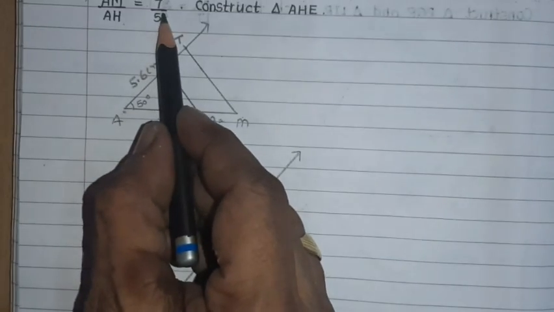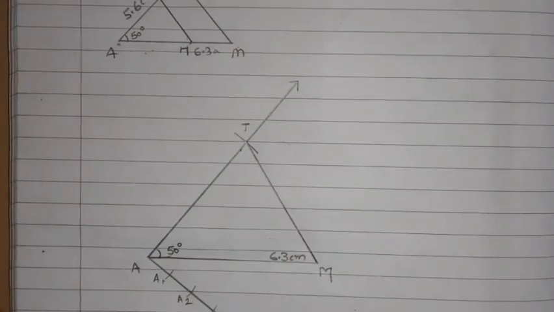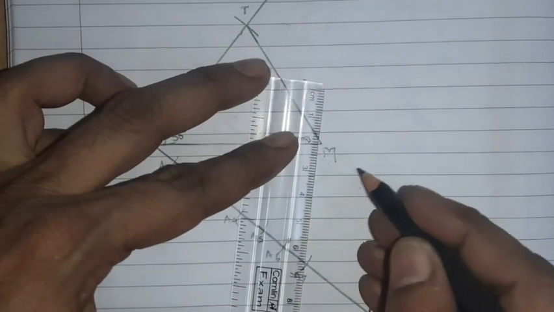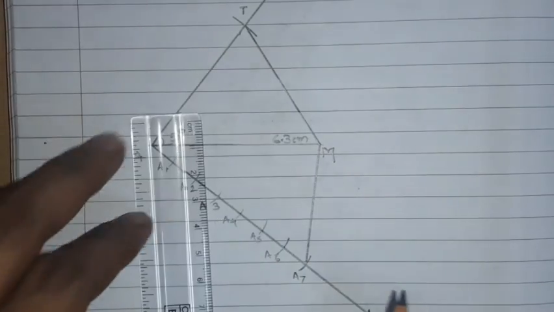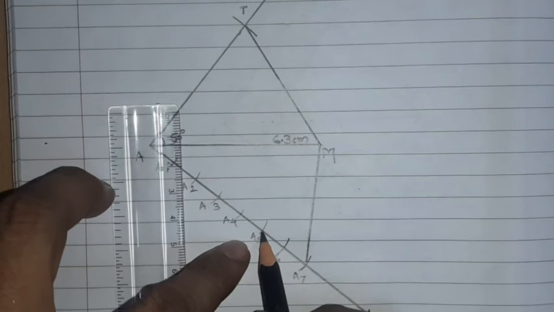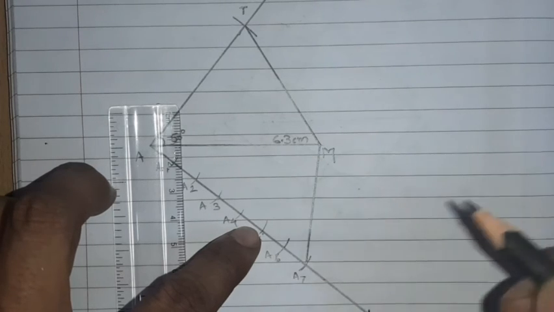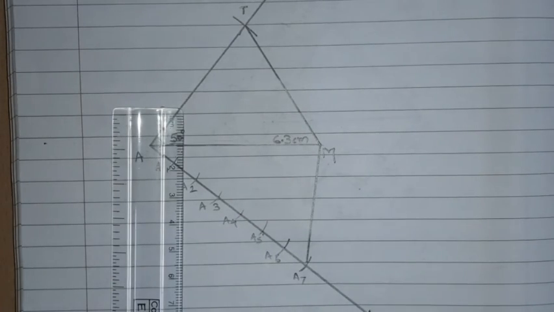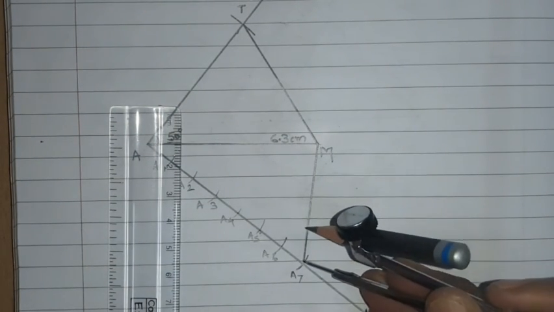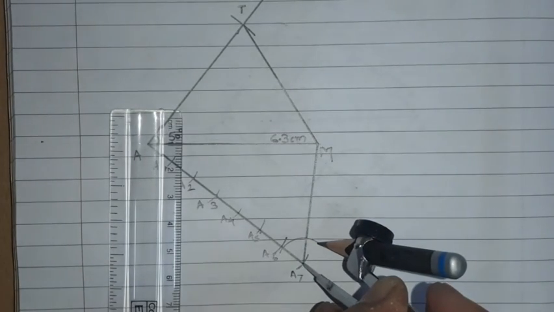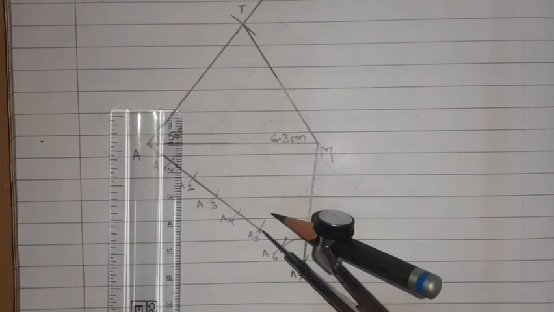Now AM is a 7. Ratio is given AM 7 upon 5. Therefore this AM is 7. Therefore join this M with this 7. And AH is 5. Therefore this is A5. From this A5 we have to draw the parallel line to this MA7. For that purpose we have to do the construction of congruent angle. Therefore put the metal point on A7 like this. Take a sufficient distance and make the arc like this. Now put the metal point on A5 because AH is 5. Make the arc like this.